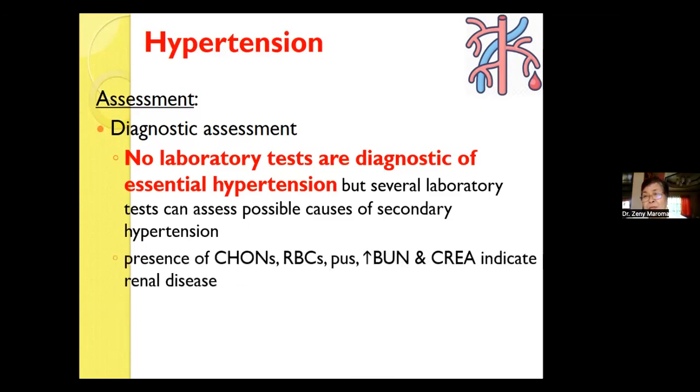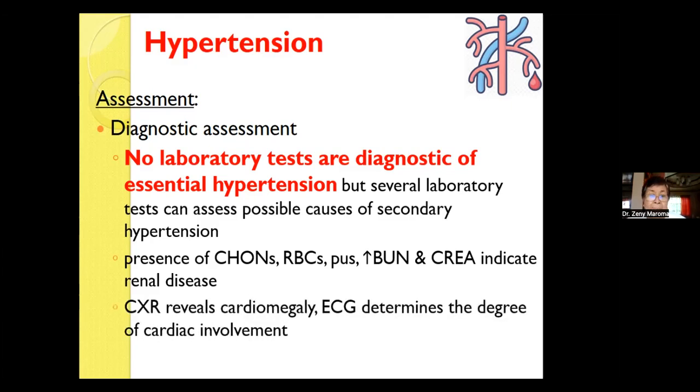Like simple urinalysis and BUN creatinine. Pag ang urinalysis may hematuria, pyuria, may proteinuria, oh, renal problem pala siya. Renal hypertension. Mataas ang BUN creatinine. Meron pala siyang renal parenchymal disease, secondary. At chest x-ray natin. Pag may chest x-ray, di ba?